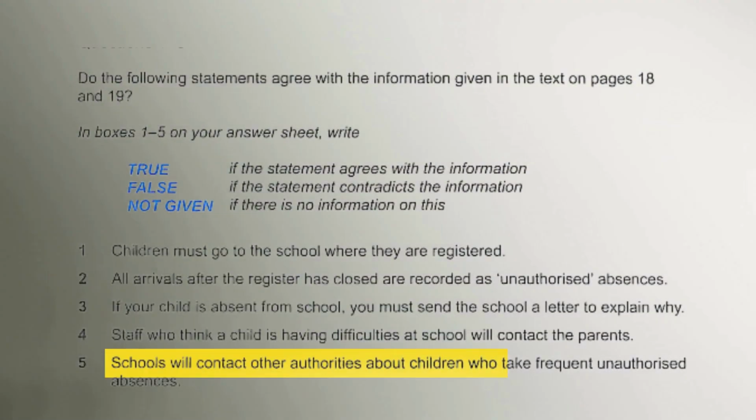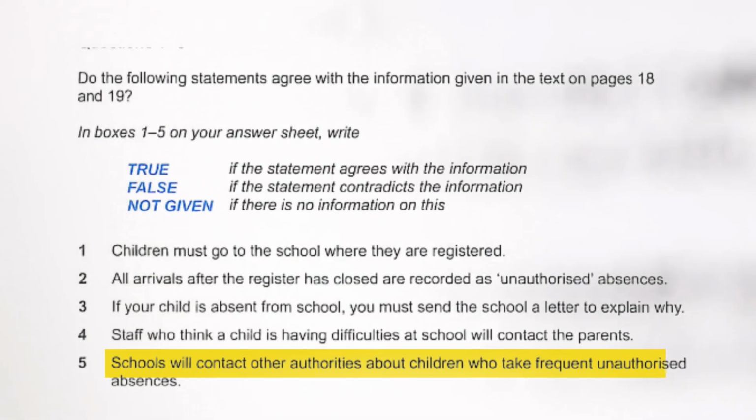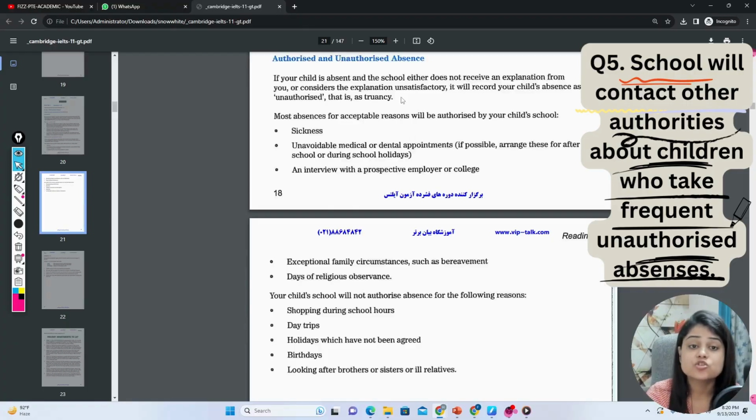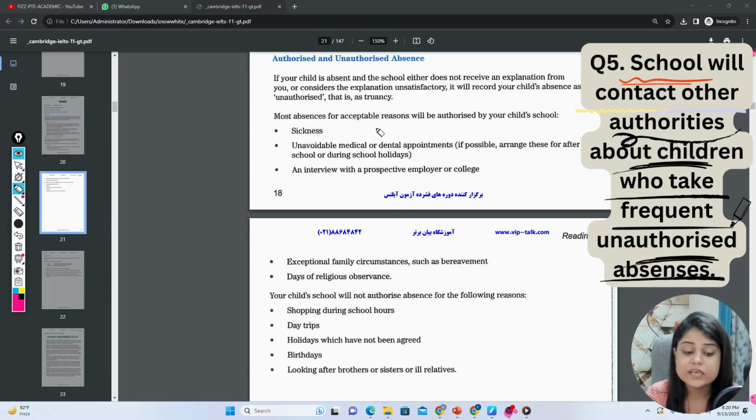Question number 5. School will contact other authorities about children who take frequent unauthorized absences. So I will check for my keywords. तो यहाँ पर क्या इन्होंने बोला है, keywords will be school will contact other authorities about children take frequent absences. Now I can see the word unauthorized, right? Because यहाँ heading थी unauthorized absences, so I can see the keywords.